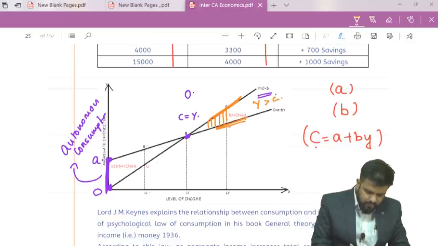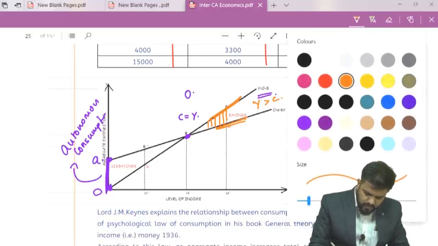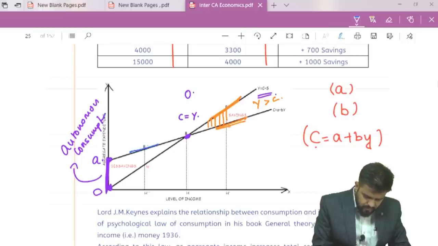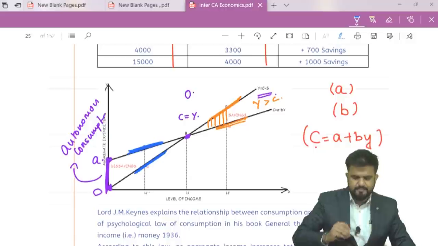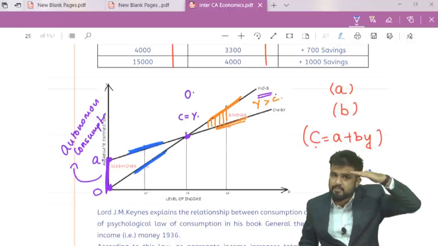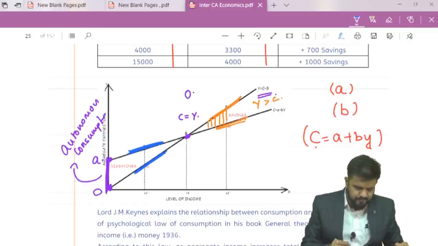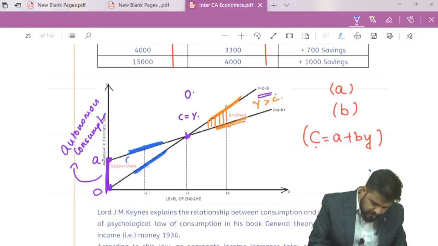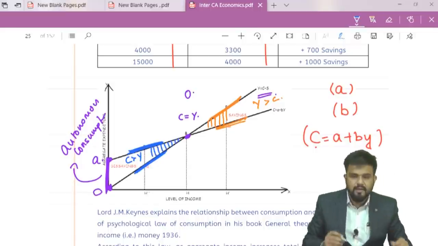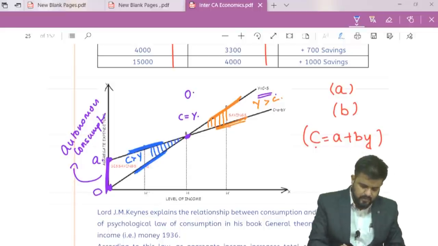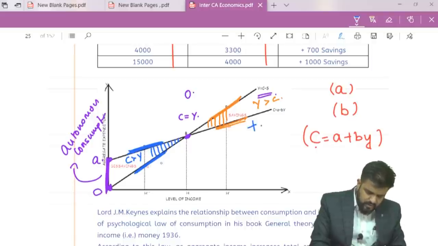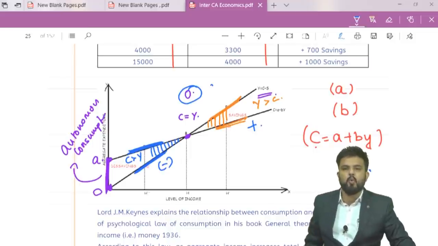Left hand side, if you see left hand side, what you are able to see, students? Can I say this is consumption and this part is income? So this time consumption is above, income is below. Consumption is more than income. So I would write C is greater than Y. This part will give you dissavings. So your savings are positive, savings are negative, and your savings are zero.